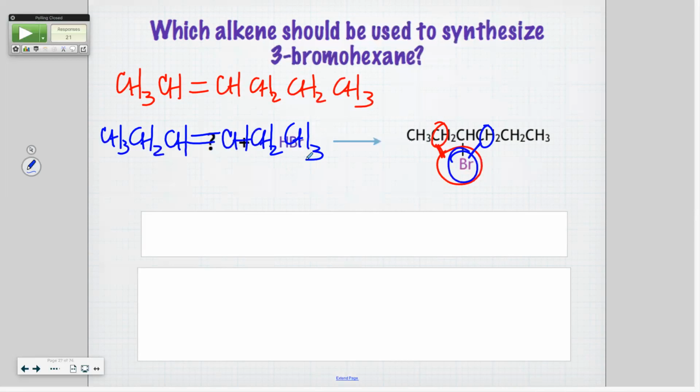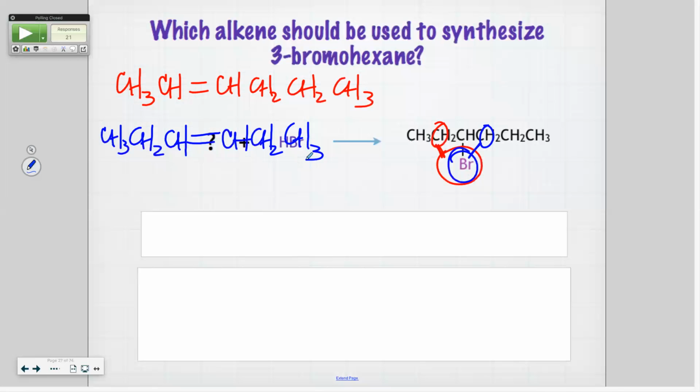The first one, why? You like it, it looks better. Does either one of them require the peroxide? Oh, no. The peroxide is used if you want to add anti-Markovnikov. How many hydrogens are on this carbon? One. How many are on this one? One. So it's not going to matter if you use the peroxide. You don't need the peroxide.